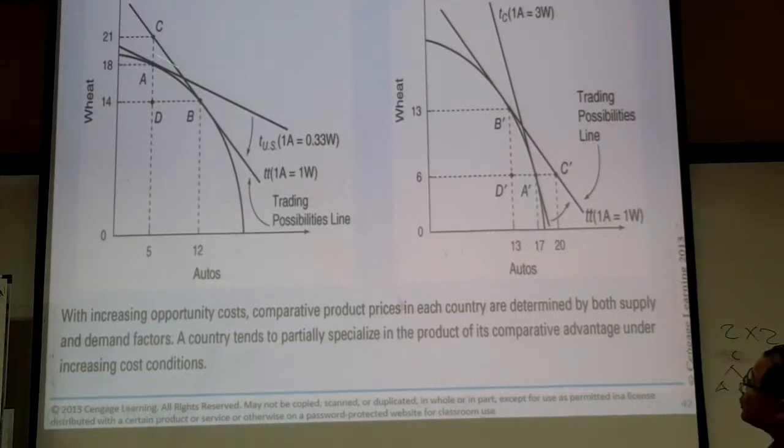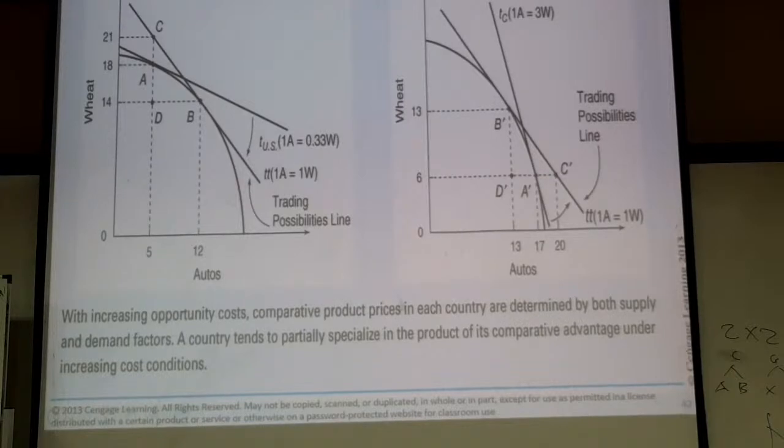Same. So now, this is the trading triangle. Export of automobile, import of wheat. Trading triangle for United States. Let's go to Canada.